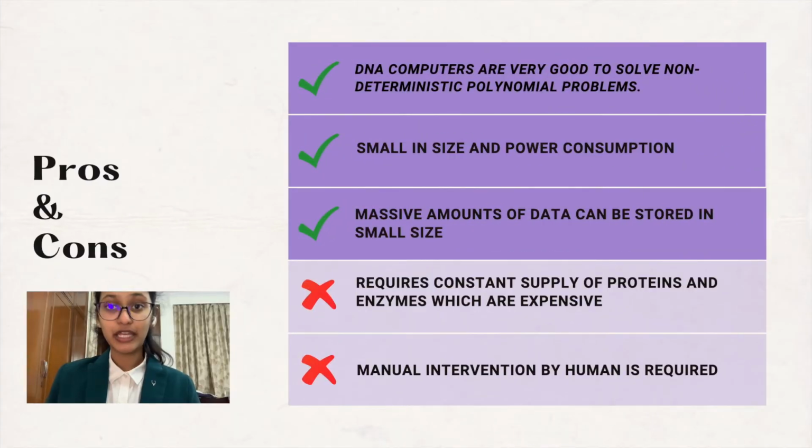Now let's look at the benefits and drawbacks of DNA computers. They have the advantage of being very good at solving non-deterministic polynomial problems, that are NP problems we have learned in the course. In terms of size and power consumption, it is really small. Massive amounts of data can be stored in a small amount of space. The disadvantages are it requires a constant supply of proteins and enzymes, which are very expensive. And DNA computers need human intervention.